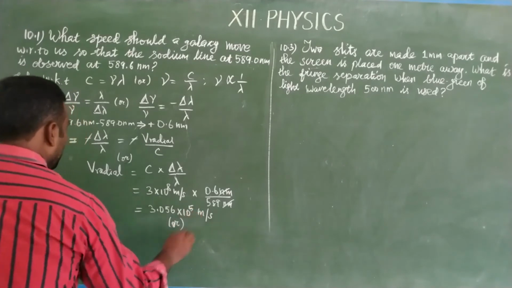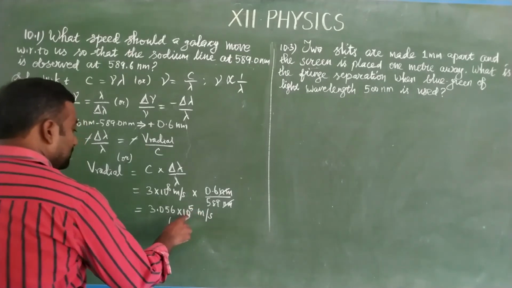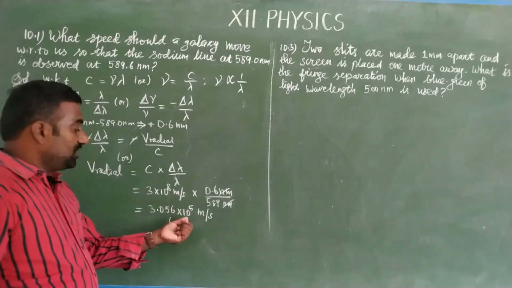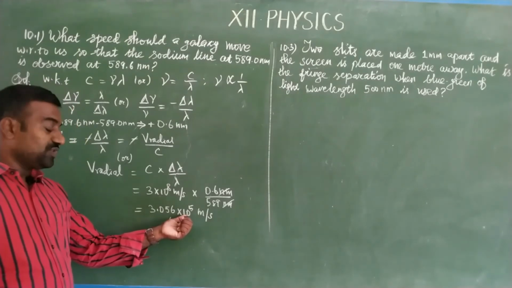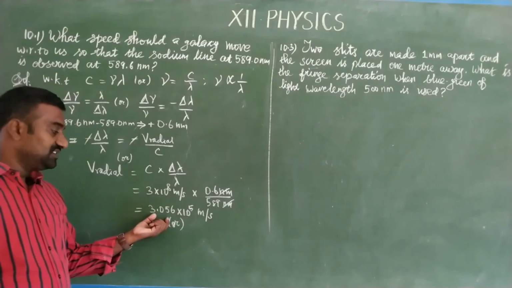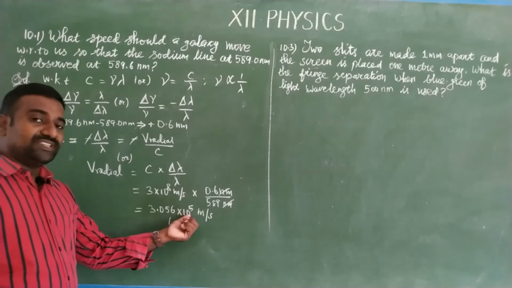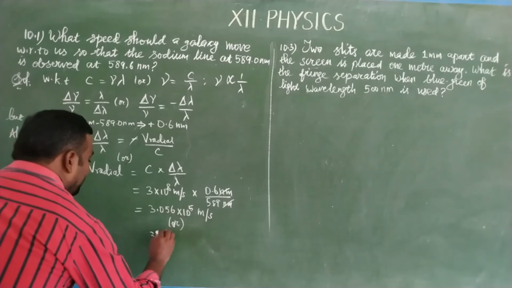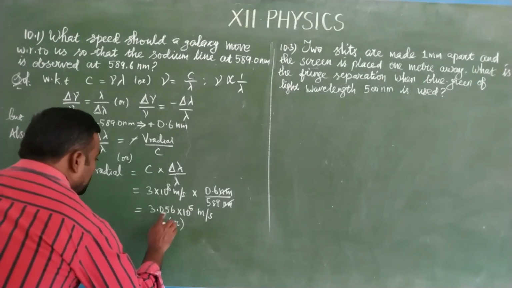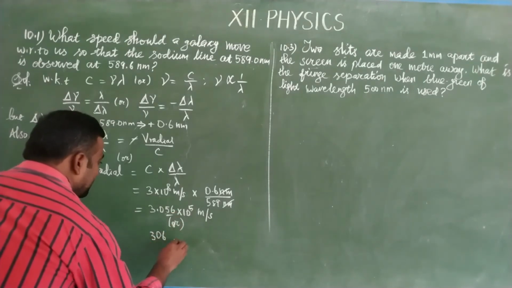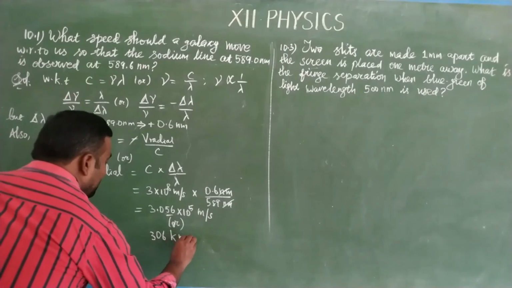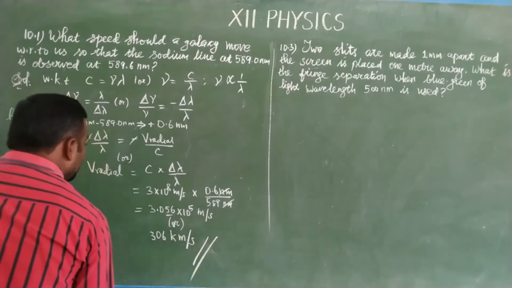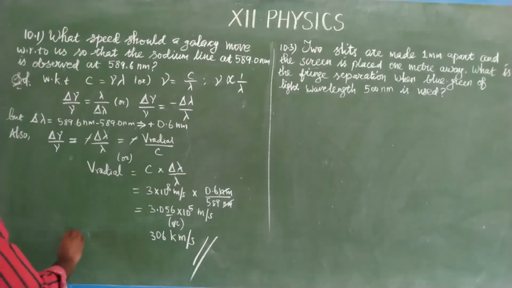Then we want it in kilometer. So we can split this into 10 square into 10 cube. 10 square means 100. Multiply the 100 with this, and the 10 cube is nothing but kilo. So kilometer per second. After rounding off, we get 306 kilometer per second. So this is the speed of the galaxy.